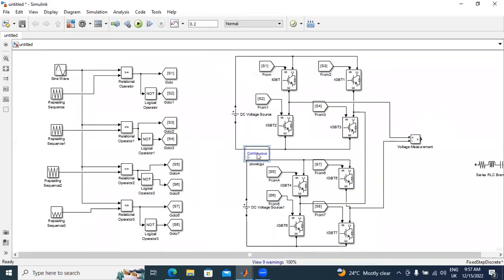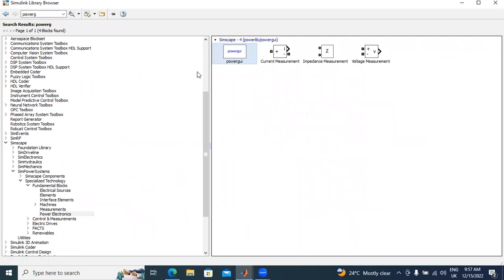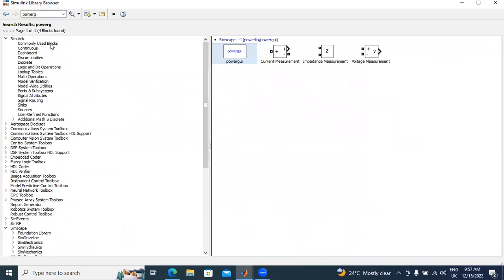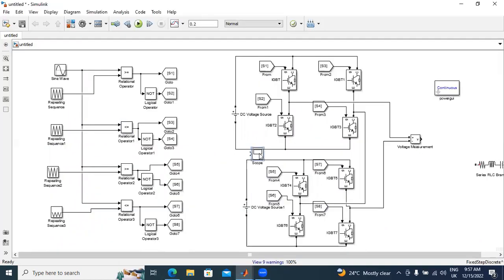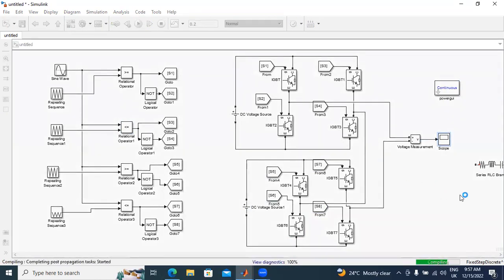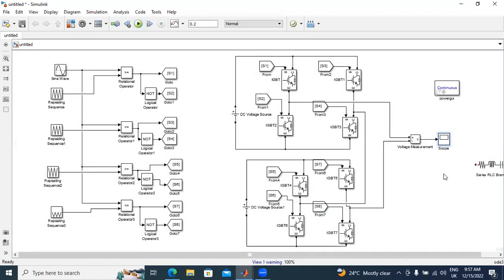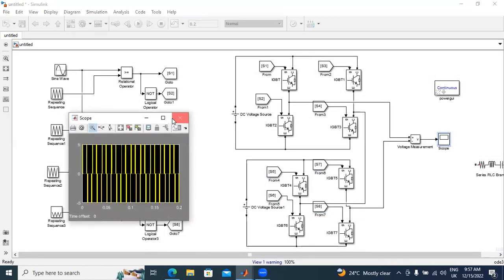Now I will connect scope across the load. I did not connect load. First I will check output voltage, open loop voltage. Now I will run the circuit. I will show output voltage.